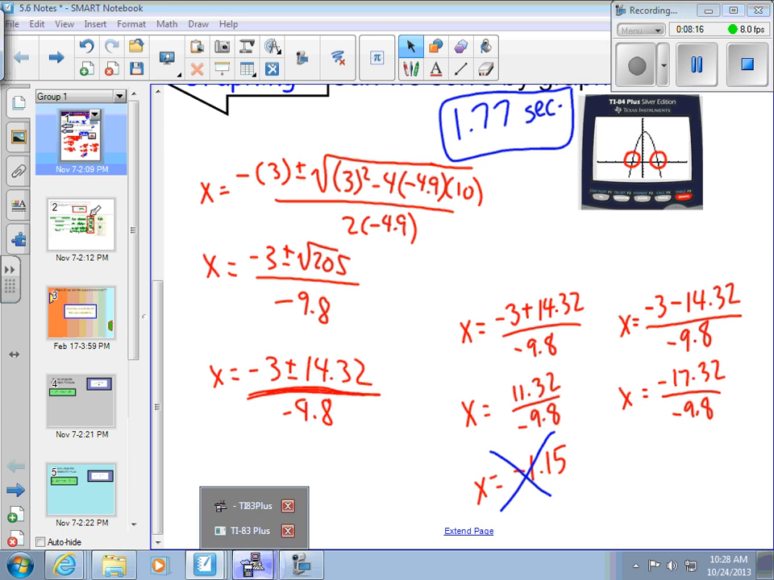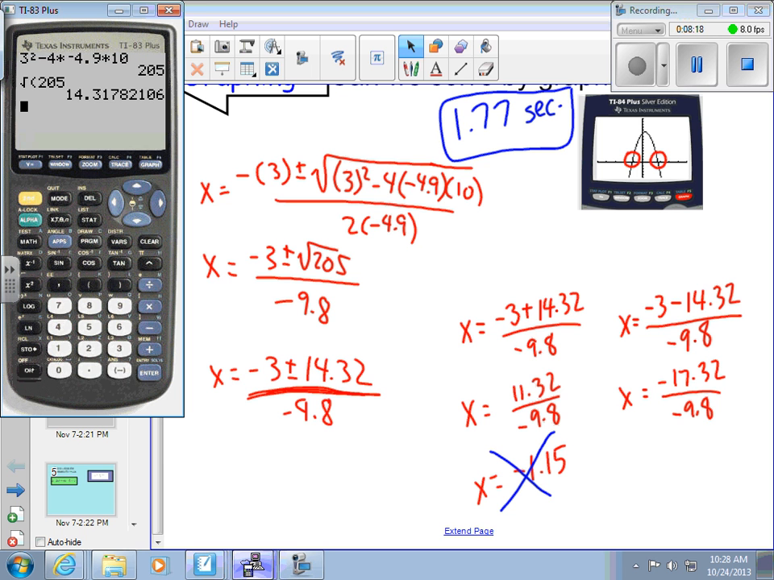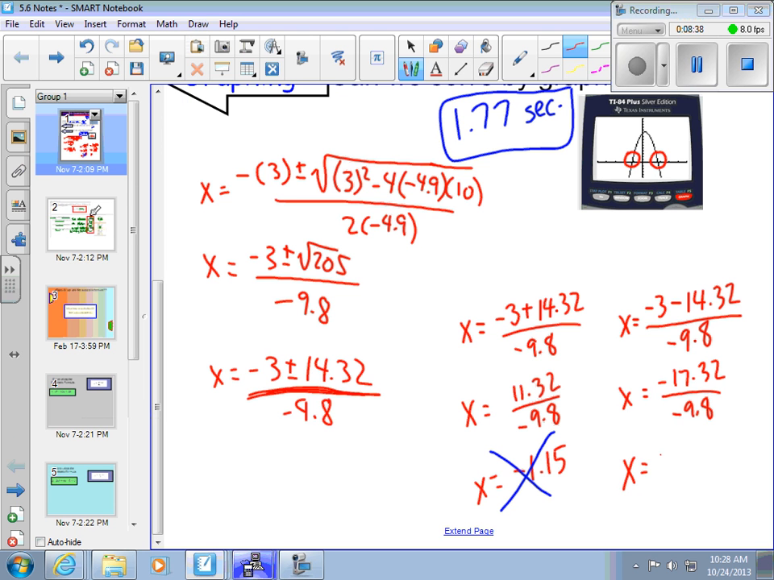If you divide the other one, though, it should give us a fairly similar answer to our last one. If we do negative 17.32 divided by negative 9.8, we get 1.77 seconds. Is that similar to the time we got before? Yes. That is the same approximation our calculator gave us. So you get the same answer doing it this way. You don't have to rely on a calculator to get it. That's how you do it using the quadratic formula.